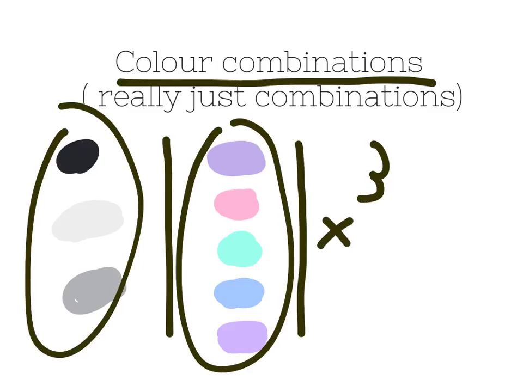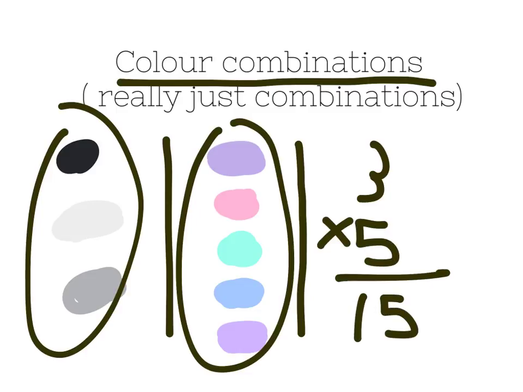3 times 5. 3 times 5 is 15. Yay, you figured it out. Now you can do it yourself and figure out how many combinations you have.